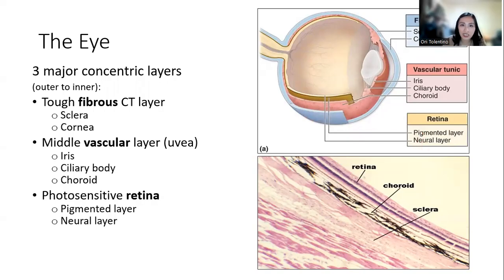Outer is the fibrous tunic. Middle is the vascular tunic. And the innermost is the photosensitive retina.